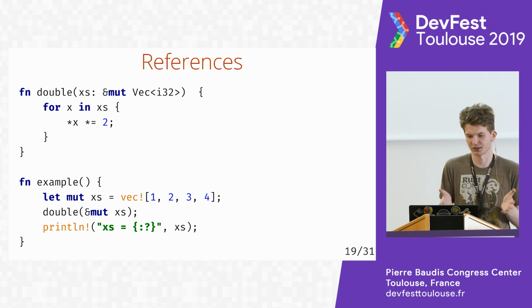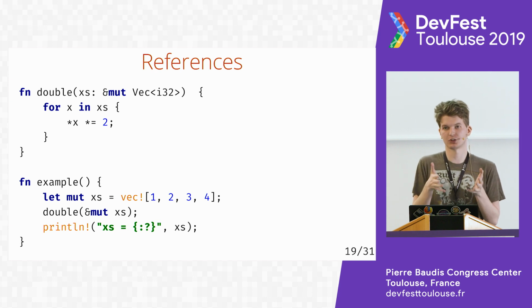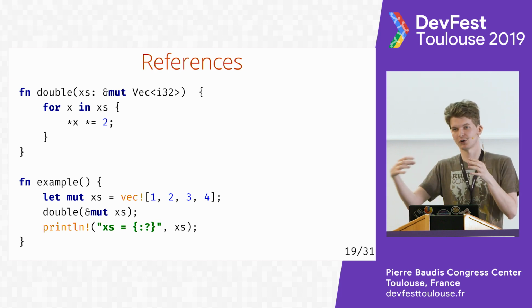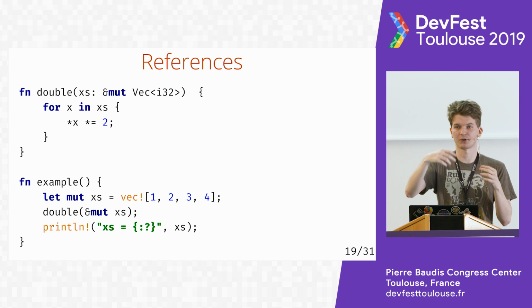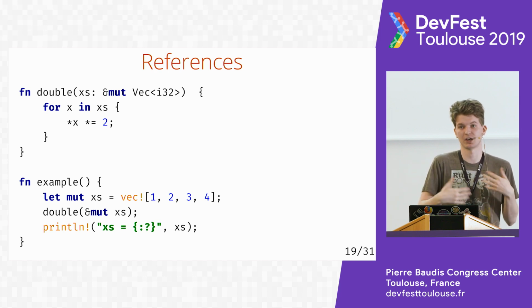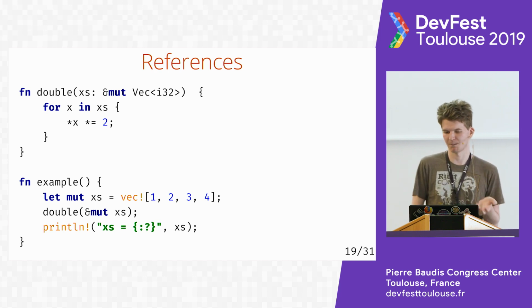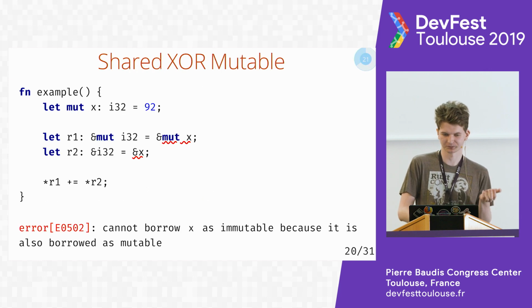So yeah, references. And what Rust enforces here is that if you have a reference to a value, that value must be alive. So for example, you can't create a local variable and return a reference to this local variable out of your function. That would be a compile time error, which is nice for memory safety.